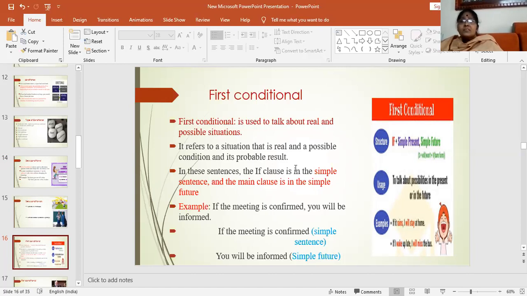So what is first conditional? It is used to talk about real and possible situations, right? And it refers to a situation that is real and a possible condition and its probable result. Sorry, simple present in the if clause and simple future in the main clause, right? For example, if the meeting is confirmed is in simple present and you will be informed is in simple future.